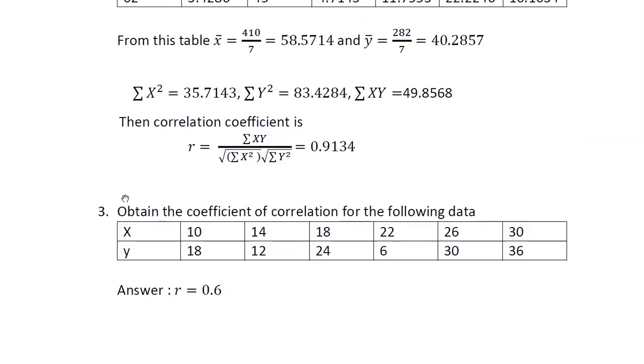Please try the third problem, that is obtain the coefficient of correlation for the following data. These are the values of x and these are the values taken by y, and for this the answer should be r equal to 0.6, or the correlation coefficient should be r equal to 0.6.